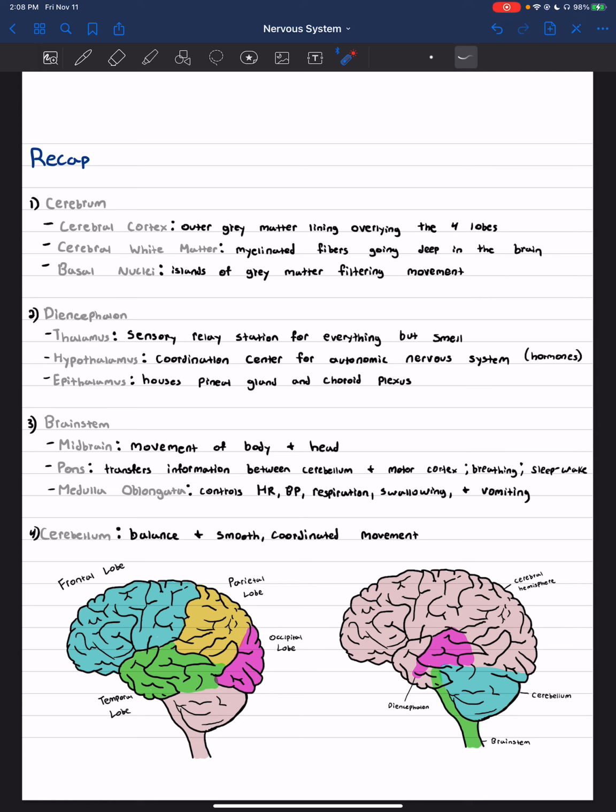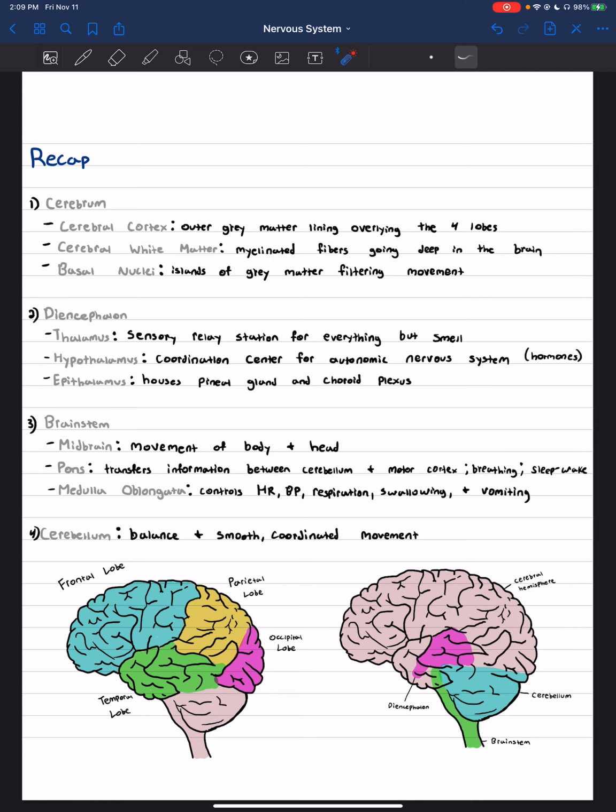Think of the AC example we talked about earlier, where if you have an AC in your house and it gets too hot or too cold, your AC will function to bring your house's temperature back to normal or whatever it's set at. Similarly, the hypothalamus serves the exact same function to bring your body back to its set point. Epithalamus houses the pineal gland and the choroid plexus. Your choroid plexus is for secreting cerebrospinal fluid, and your pineal gland is for secreting melatonin and regulating your sleep-wake cycles.